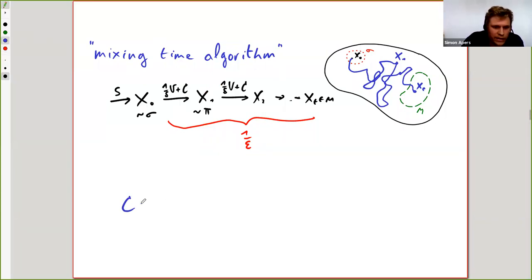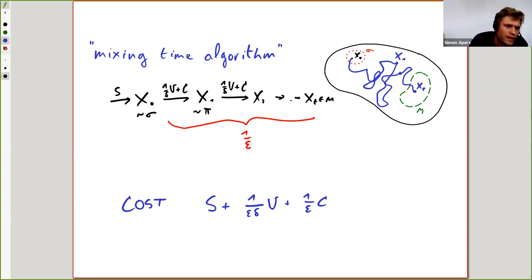So what do we get here? We get a different cost. The cost here is, again, S, plus basically 1 over epsilon times this operation. So combining these things, we get the following cost: 1 over epsilon delta times U plus 1 over epsilon times C. All right. And now we can compare this with the algorithm that we described before, which was this hitting time algorithm, which had a cost S plus hitting time times U plus hitting time times C, right, which corresponds to taking a single step and checking every time.